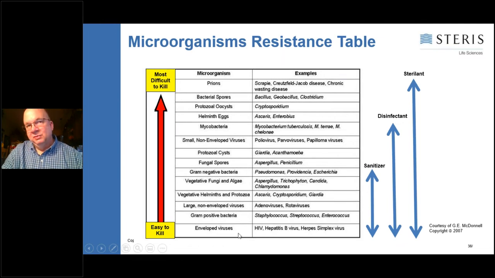And I want to tell you also, the SARS-CoV-2 virus, so the coronavirus, is an enveloped, large envelope virus. So it is very easy and susceptible to killing. It's in the category of HIV-1, herpes, hepatitis, making it extremely easy to kill and decontaminate.